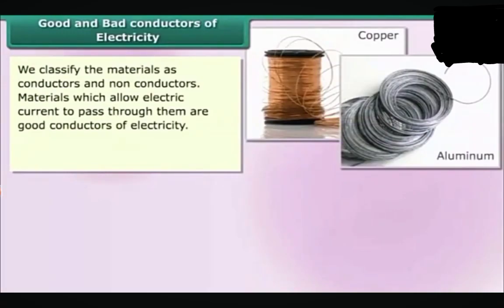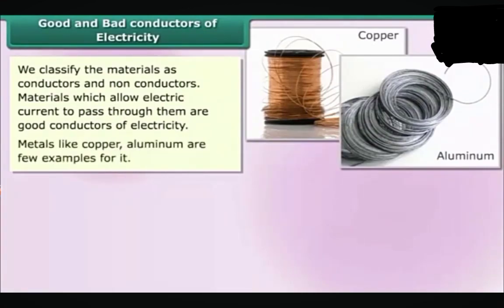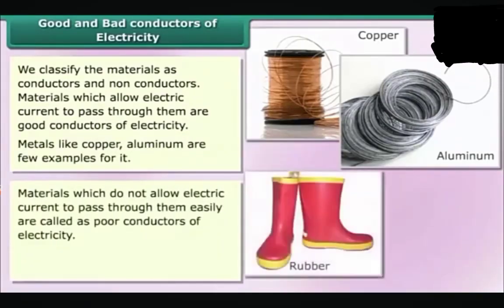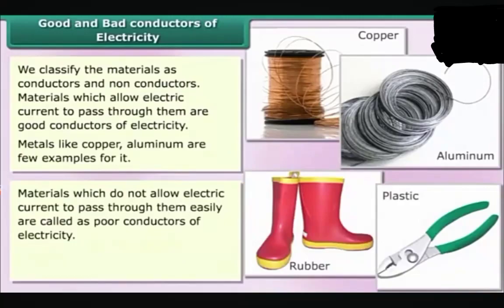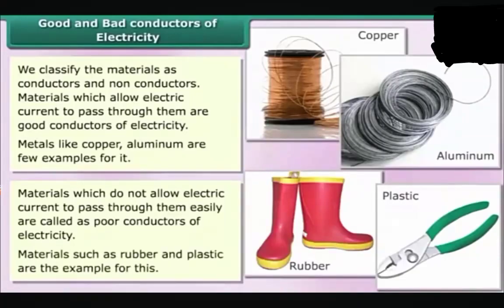Materials which allow electric current to pass through them are good conductors of electricity. Metals like copper and aluminium are a few examples of it. Materials which do not allow electric current to pass through them easily are called poor conductors of electricity. Materials such as rubber and plastic are examples of this. We use a tester to test the conductivity of materials which are in solid state.